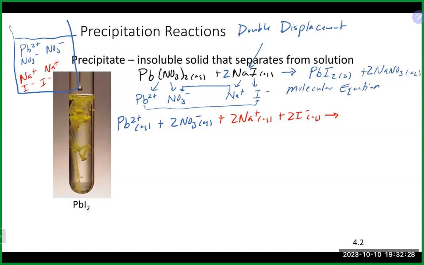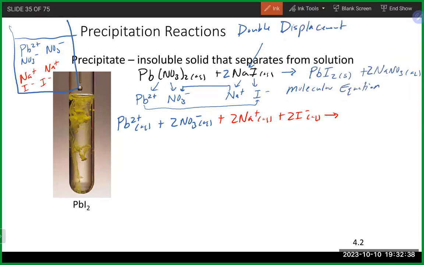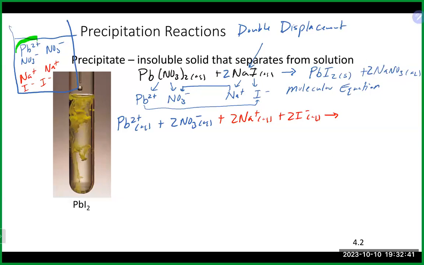First off, any questions on that? Now, when we get to the other side, we do have a solid that's going to form. So what happens here is this lead that's floating around likes the iodides. So they'll all come together, and we'll go with green, but it is yellow, as you can see there in that picture.